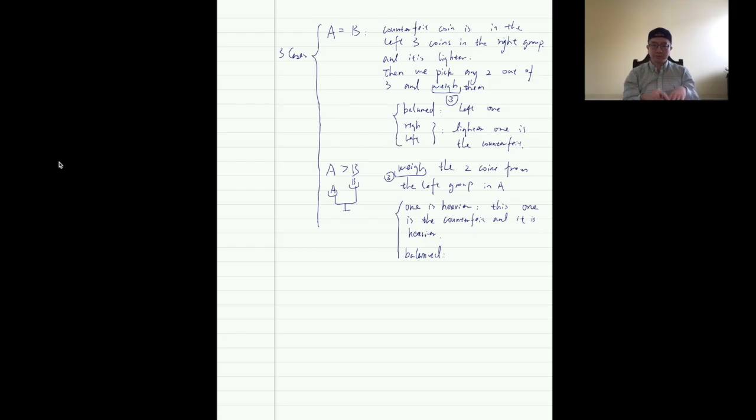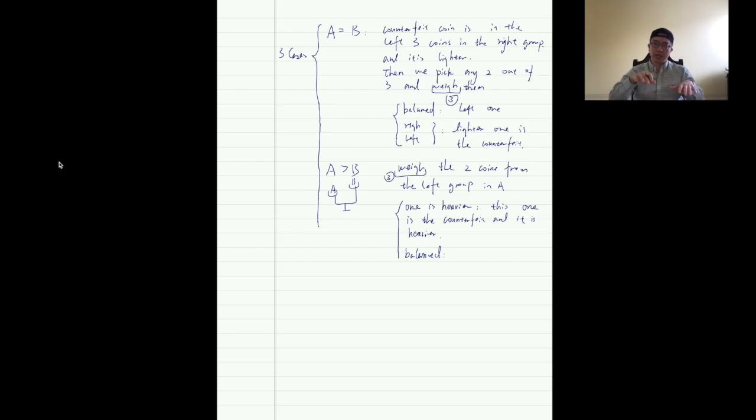Because the third one is also regular, right? So if they're balanced, all three in group A must be regular. Therefore, the counterfeit has to be in group B, right? And in this case, we can conclude that, because the two from the left group are regular, right?